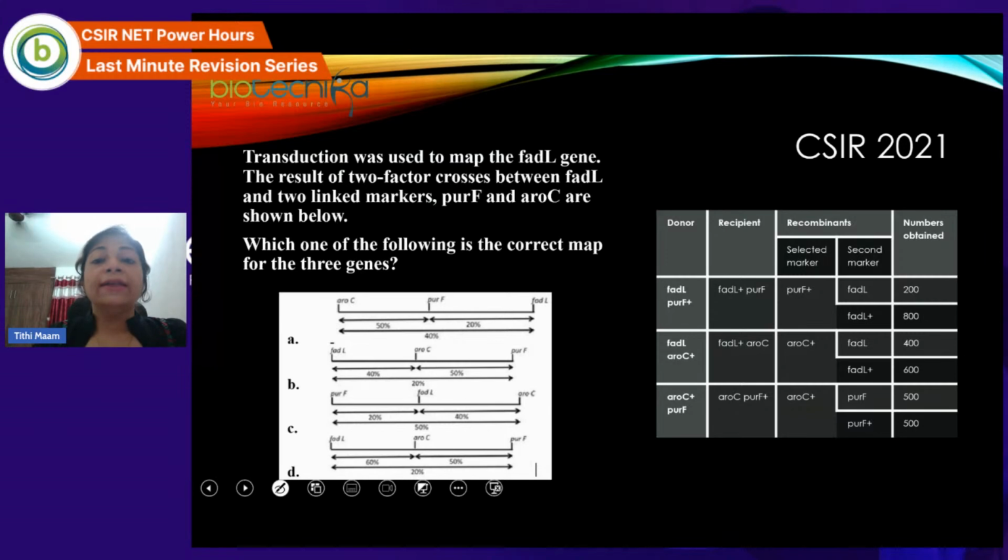Now see the first transduction, the first set. The donor is this, the recipient is this, just the opposite. The marker that we have selected is per F plus. Now, out of these two, 200 and 800, which one is the co-transductant? Can anyone tell me? Lesser will be their chance of co-transduction. Absolutely correct, Zakia.